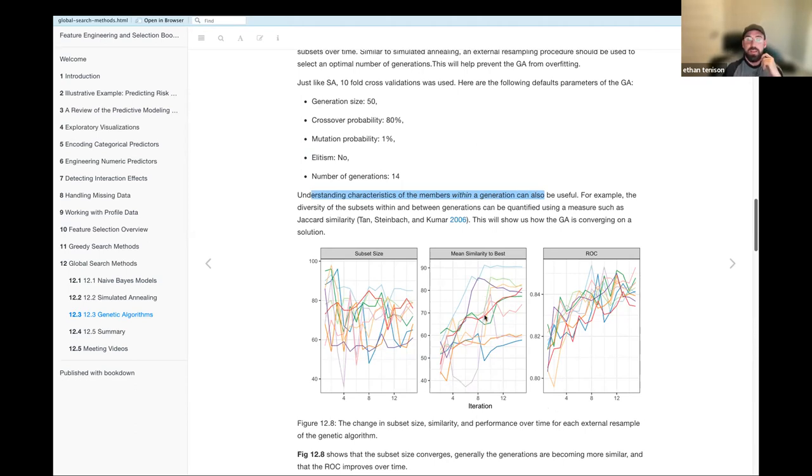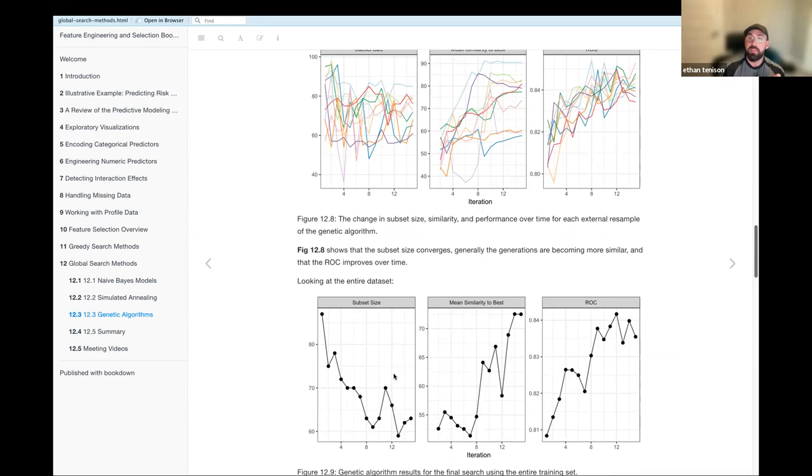Mean similarity is when you're comparing how similar the fittest combination of predictors are to each other. So you can see generally that they become more similar across the cross-validated samples. And you also see that over time, the ROC curve has more area under the curve, which is exactly what you want.